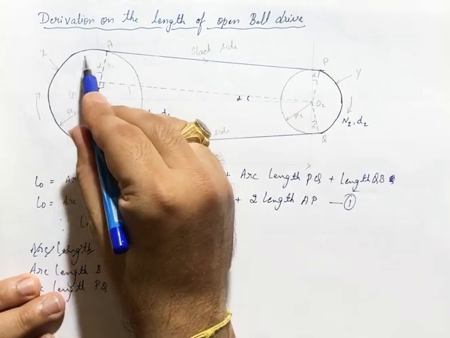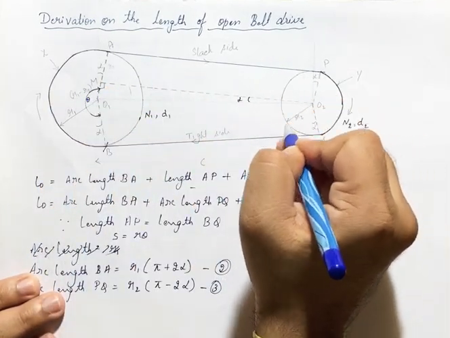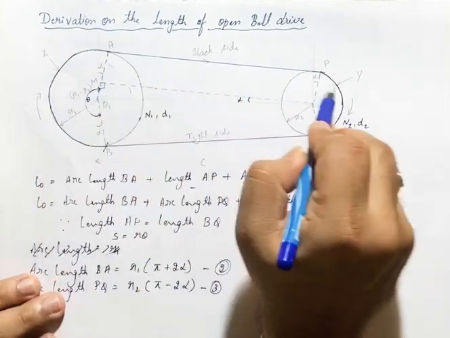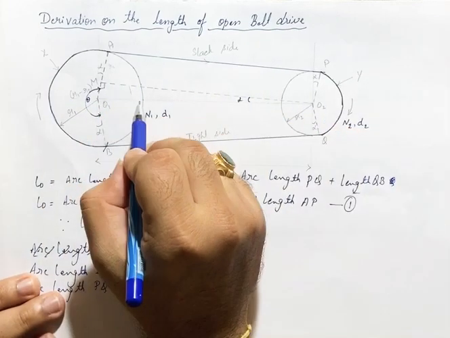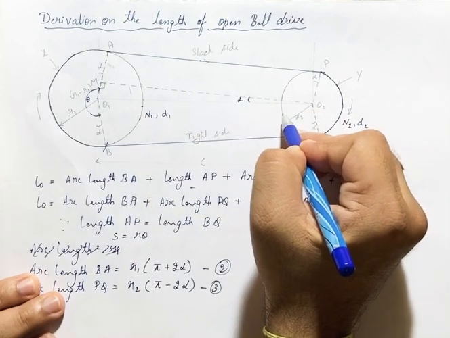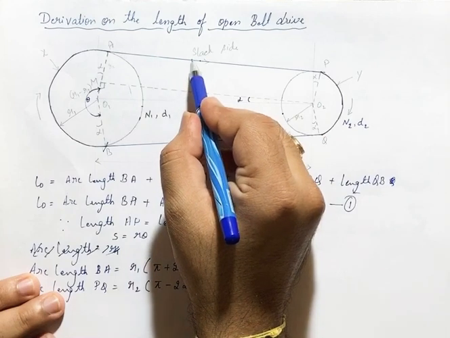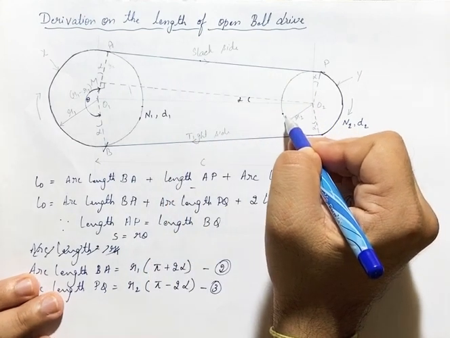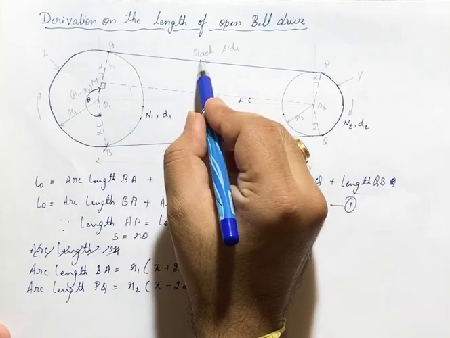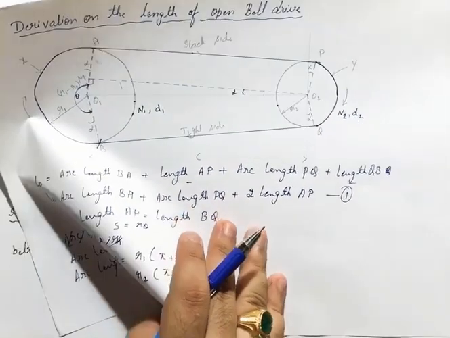Right. That means whatever the linear velocity of this pulley is, the same linear velocity should be there in the other pulley. Why? Because both the pulleys are connected by the belt. Right, it is connected by a single belt. So the linear velocity of the driver pulley should be equal to the velocity of the belt, which should be equal to the velocity of the driven pulley here, right? All the velocities should be equal here, right?